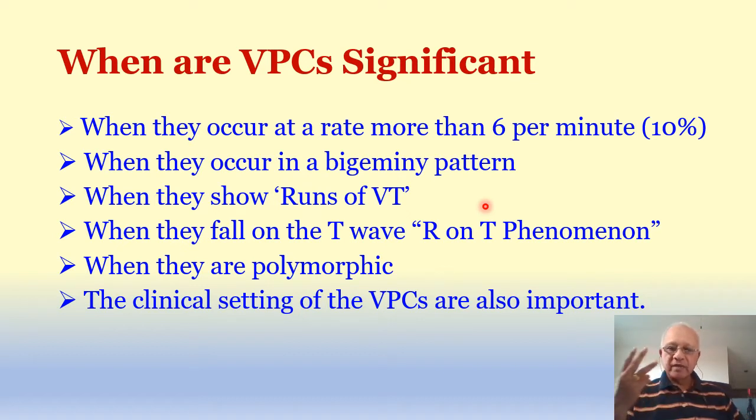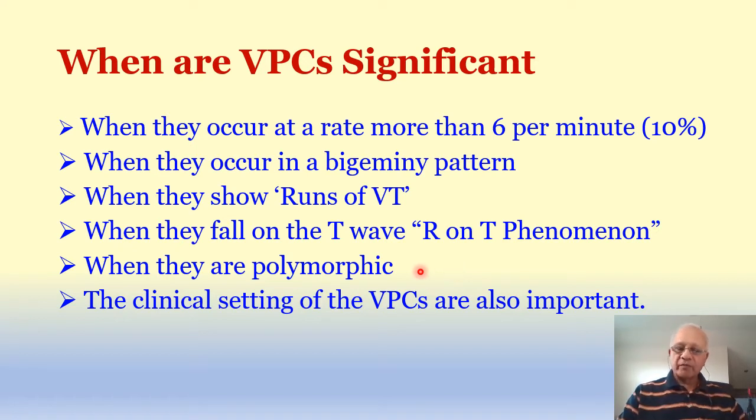A run of VT is 3 ventricular ectopics occurring in succession at a rate of more than 100 per minute. That is the definition of a run of ventricular tachycardia. The other thing is when the ventricular ectopic falls on the T wave of the previous QRS complex. This is called R-on-T phenomenon. We have discussed this point very elaborately, meaning that this can trigger off a ventricular tachycardia or even a ventricular fibrillation and can be fatal for the patient if not treated immediately.